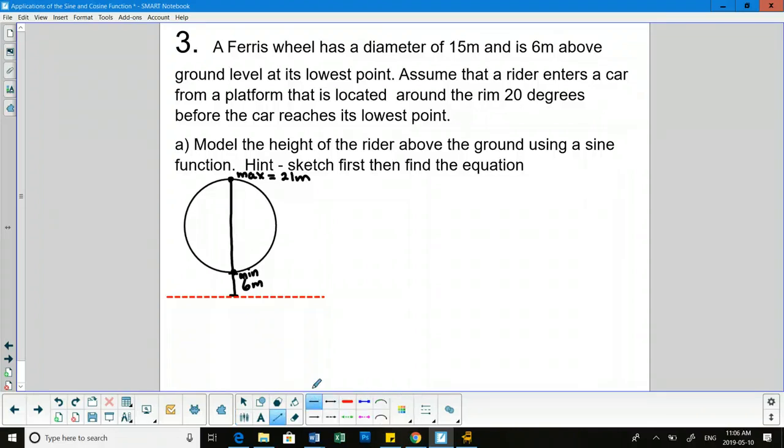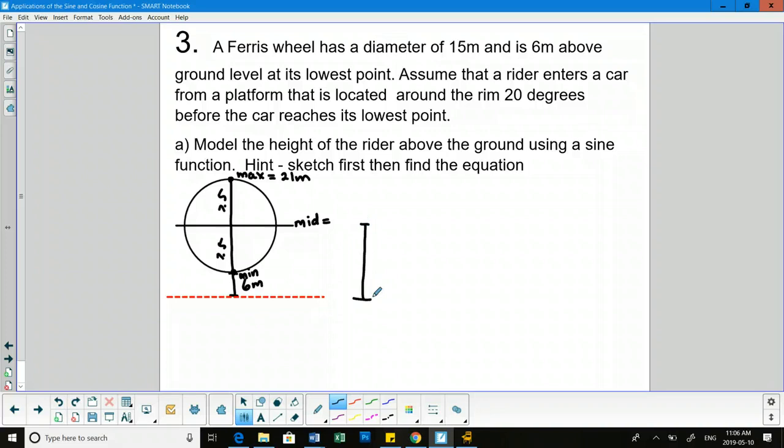Okay, and then I usually like to just quadrant this out here. The rider could also be at kind of halfway in between the middle and the max. So if I know this whole thing is 15, we know each of these little slices or each of these pieces is 7.5 meters. Agreed? Like the radius. So what is the middle height that a rider could be above the ground? What's the midline value? Bonnie? 13.5, that's right. Great.